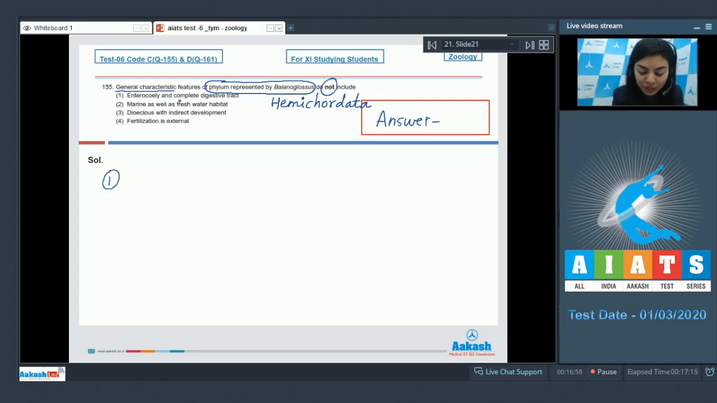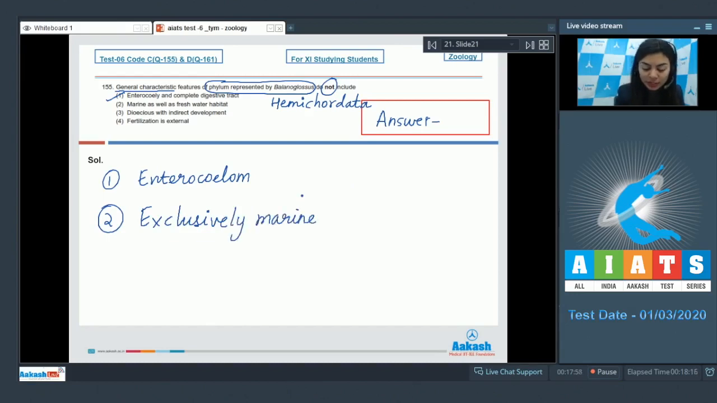Option 1, enterocoeli and complete digestive tract. Yes, the hemichordates possess a complete digestive tract. And they are deuterostomes, so they possess enterocoelom, which is absolutely correct. So this is the right feature. Option number 2, marine as well as freshwater habitat. This is incorrect. They are exclusively marine animals and they do not live in freshwater. So this is the incorrect feature and our answer.